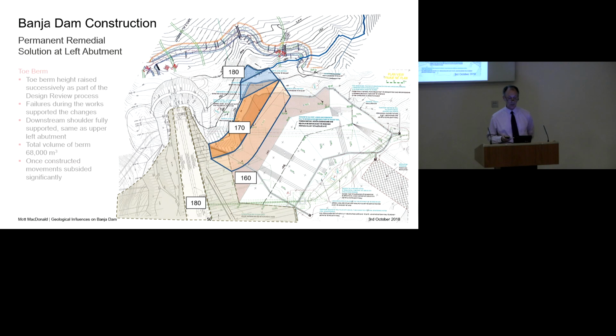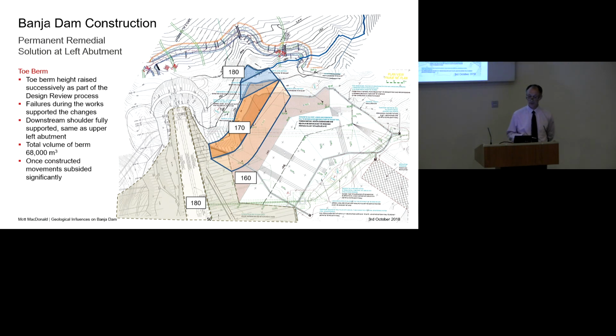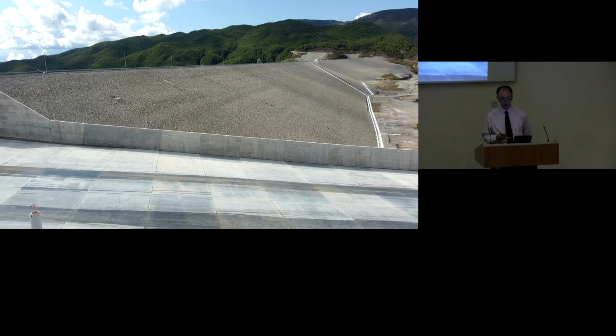So in summary, the toe berm height was raised as part of the design review process, and the various failures that were occurring during the works only served to support the idea of increasing the height of the toe berm and making sure it was robust enough. The total volume in the end was 68,000 cubic metres, and once it was constructed, of course, the movements subsided. So now just some photographs of what we ended up building.